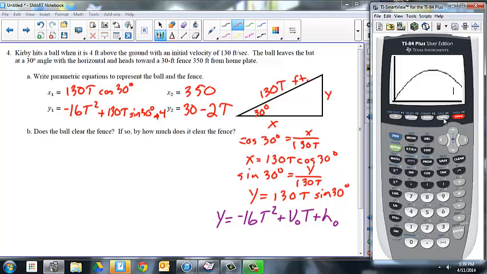But now we need to start the process of finding out, well, by how much. So what I'm going to do is trace the pathway of the baseball until I get to 350 feet. Now you can see right here at 3.1, I'm at 349. At 3.2, I'm at 360. So I know it's somewhere between 3.1 and 3.2 seconds. However, I need to get more accurate than that. I want to be accurate to the nearest hundredth of a second. So what I'm going to do in this case is go back to the window.